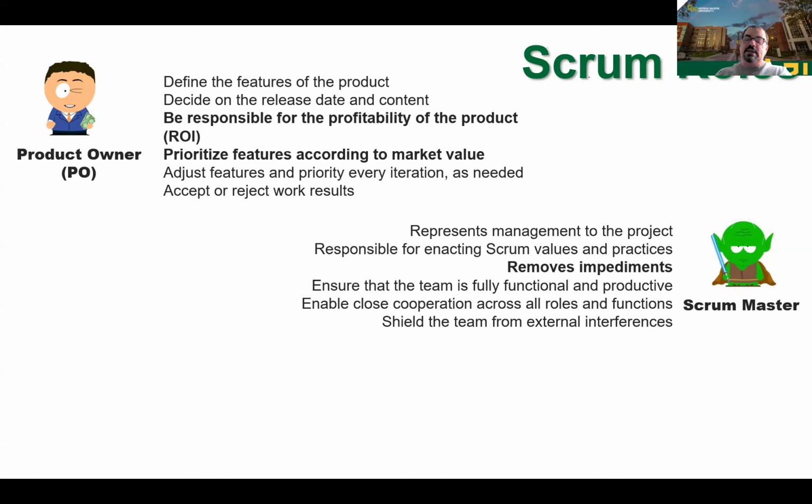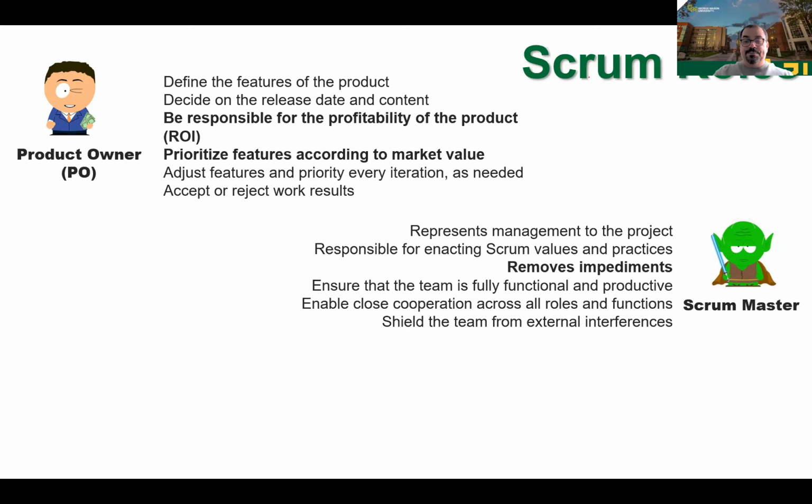The main difference is that he removes impediments. For example, if you have problems like "I need a new computer," or "I need access to something," or "I need the database ready, and the database is not ready yet," this is the person who is responsible for managing and scheduling the meetings, looking outside, solving the issues, and removing the impediments through the project so you can move ahead.